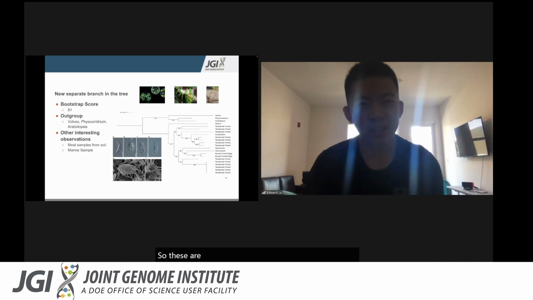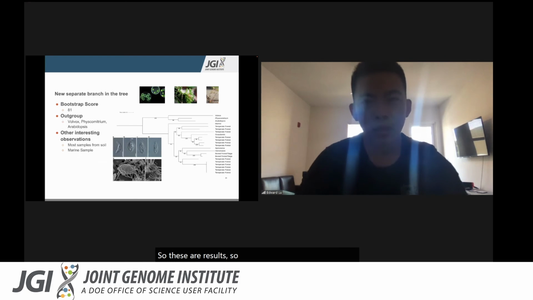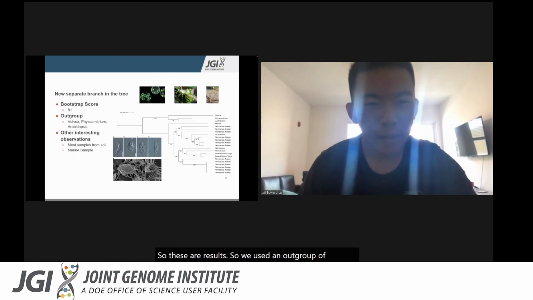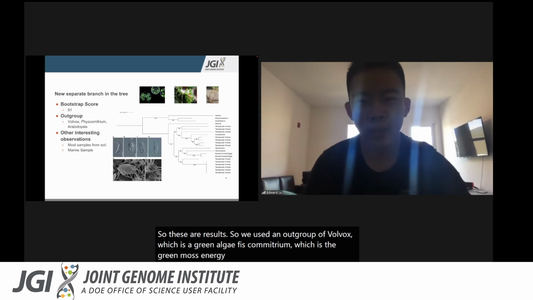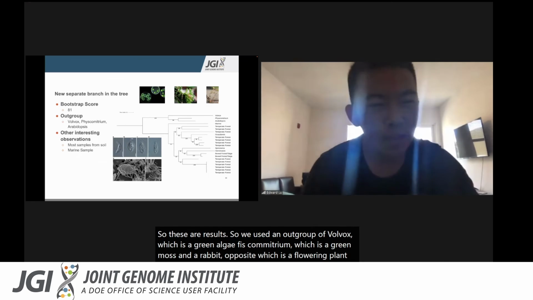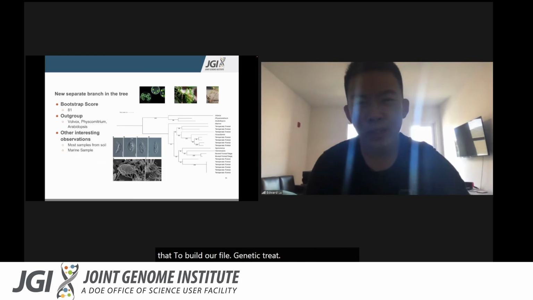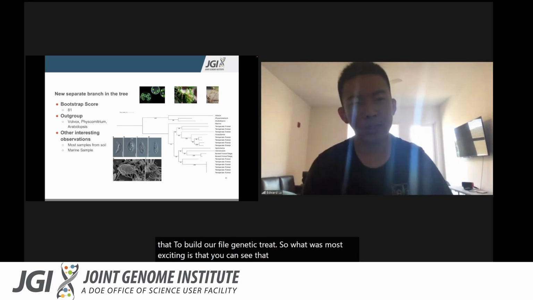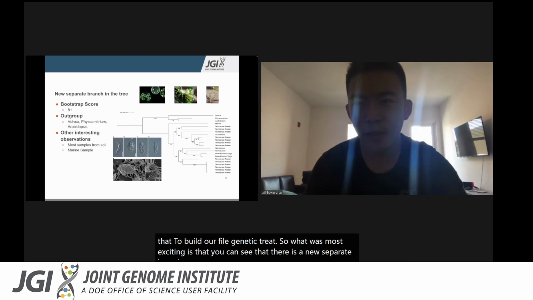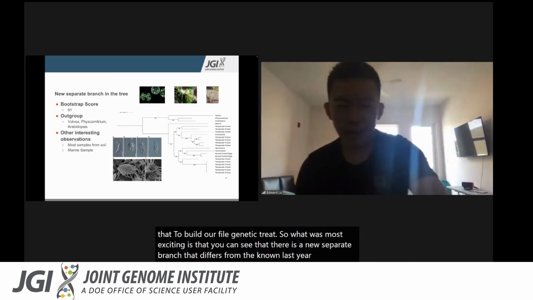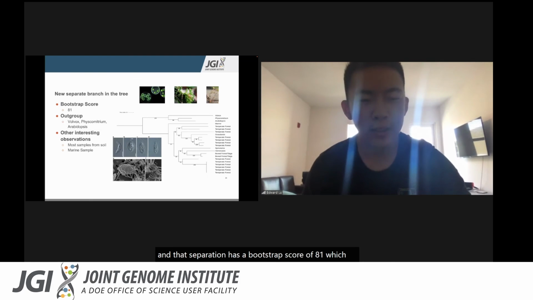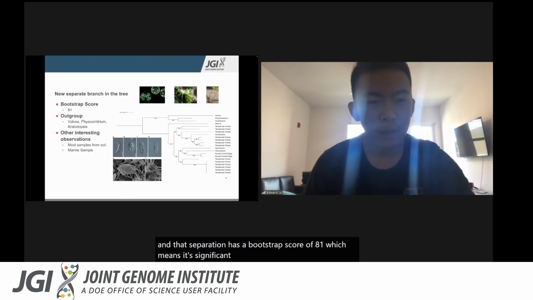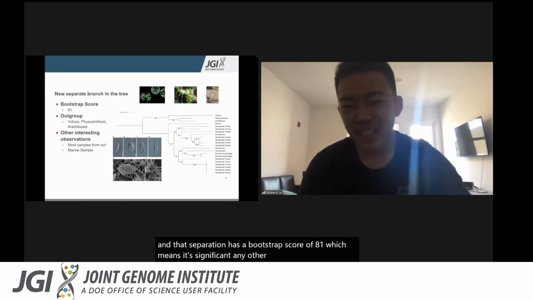These are our results. We used an outgroup of Volvox, which is a green algae, Physcomitrium, which is a green moss, and Arabidopsis, which is a flowering plant, and we used that to build our phylogenetic tree. What was most exciting is that you can see there is a new separate branch that differs from the known Spironema and Hemimastix transcriptomes. And that separation has a bootstrap score of 81, which means it's significant. That's the most exciting thing.